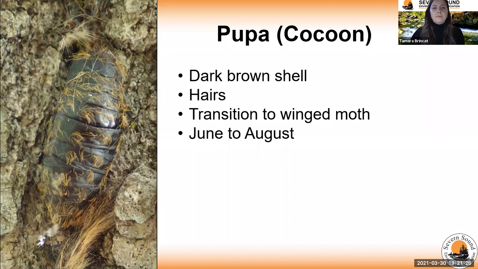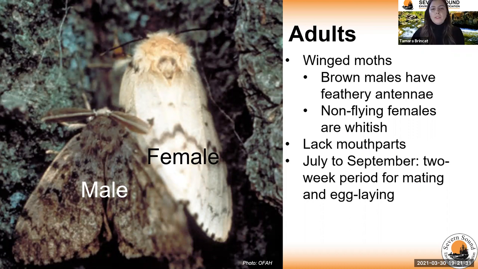They will typically emerge from their cocoons as adults around July to September. The males and females look slightly different. The male is on the left-hand side there, and they're brown with feathery antennae. The females are typically whitish, and they're heavy, so they don't fly.